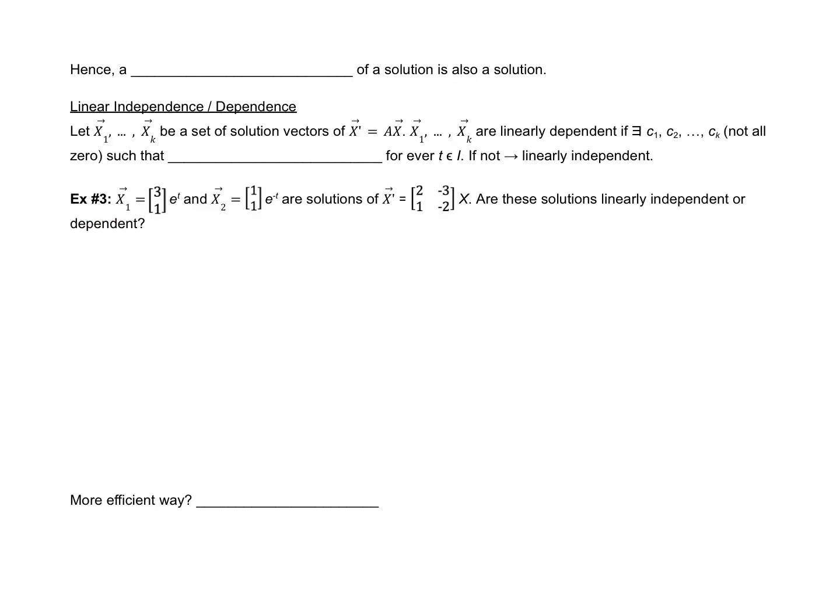So what that tells us is that a constant multiple of a solution is also a solution to the initial value problem. Okay, so where that leads us to then, like I gave us the preview, is linear independence and dependence.